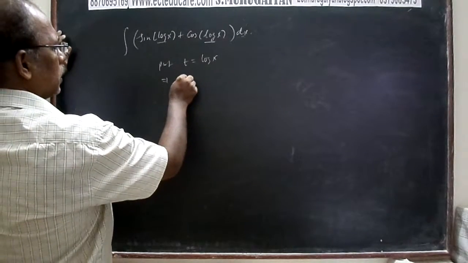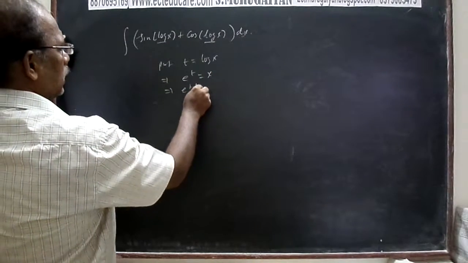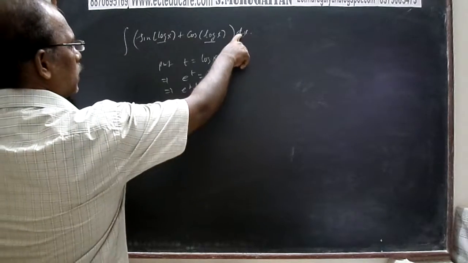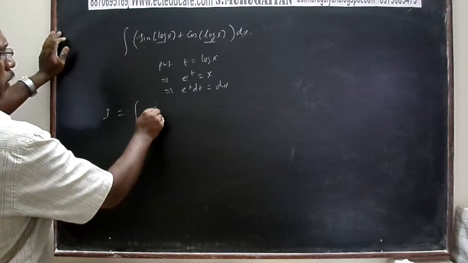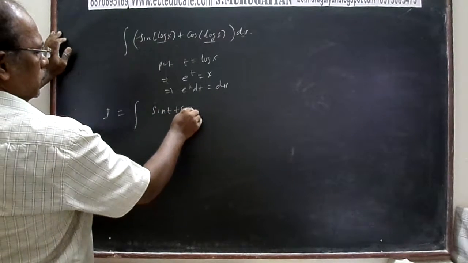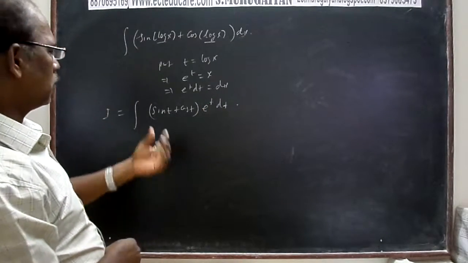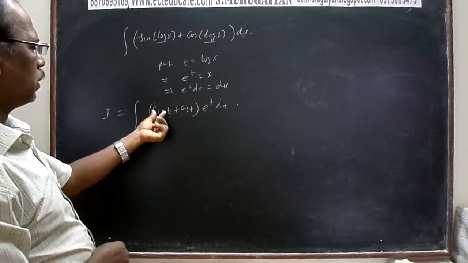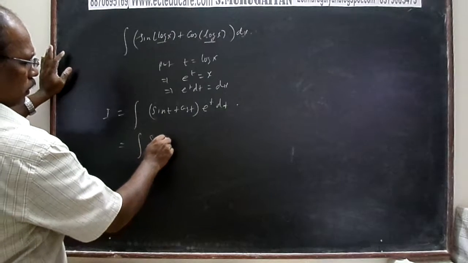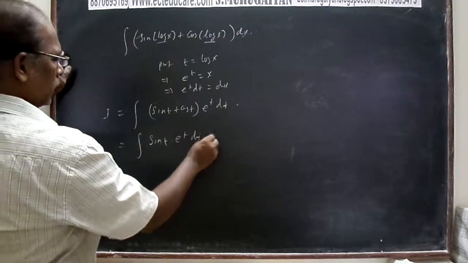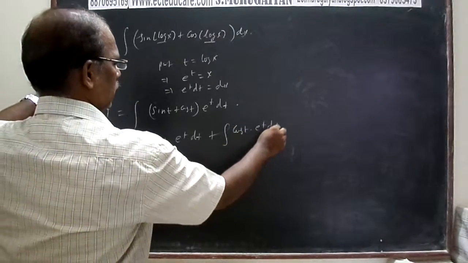Conversion: e power t equals x, and this implies e power t dt is nothing but dx. So instead of dx we can take e power t dt. Then I equals integral of (sin t plus cos t) e power t dt. Now it becomes the usual problem, with f of t and f dash of t, the derivatives of sin t and cos t. Let us now separate into two integrals: sin t into e power t dt plus cos t into e power t dt.